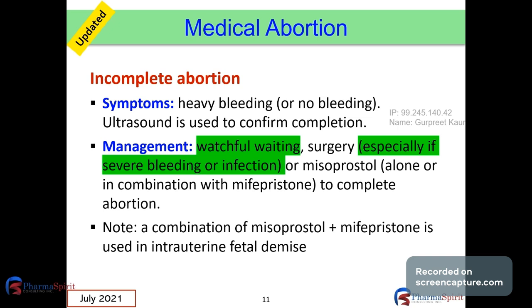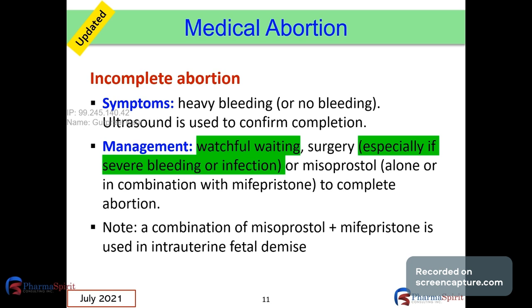This is especially required if the female has severe bleeding or if we suspect an infection after the medical abortion. In this case, if there is incomplete abortion associated with severe bleeding or incomplete abortion with infection, then surgical intervention is required to remove all the remaining tissue. The third approach is the medical approach, by the administration of an additional dose of misoprostol alone or in combination with mifepristone to facilitate tissue expulsion.